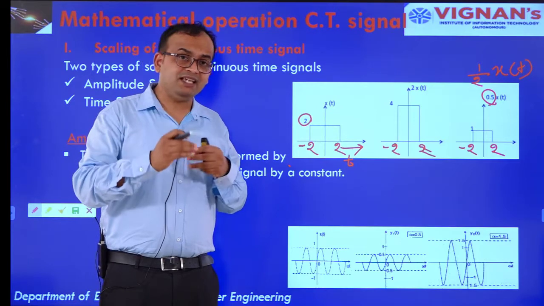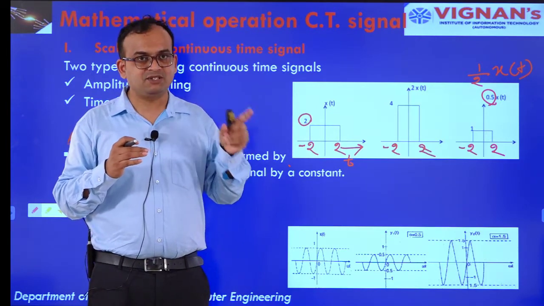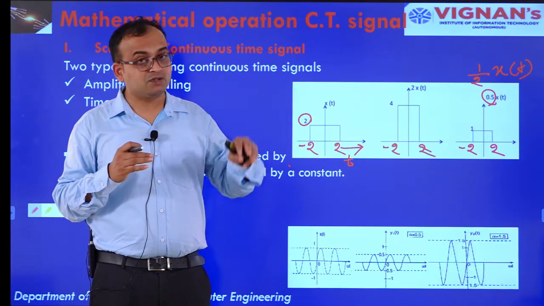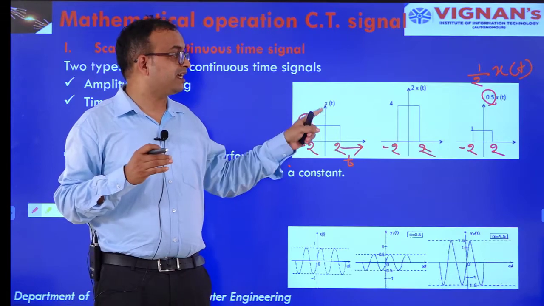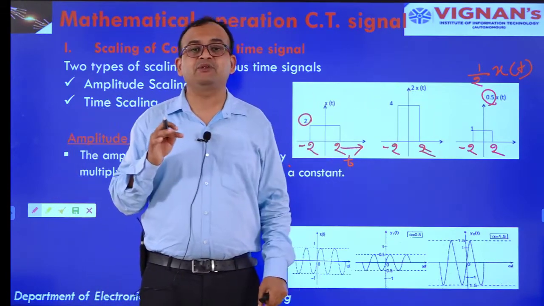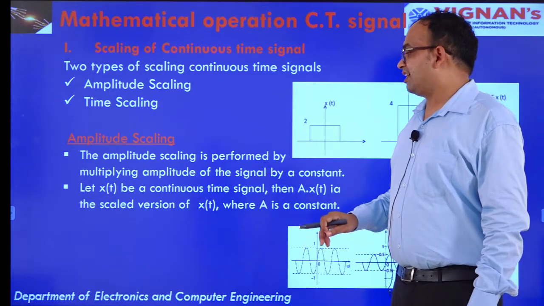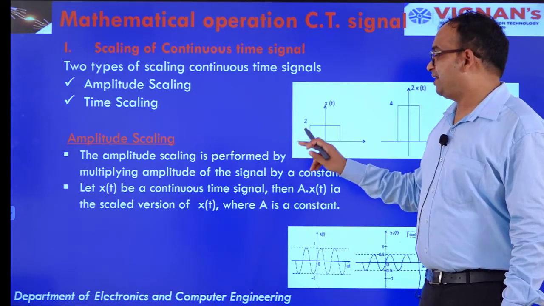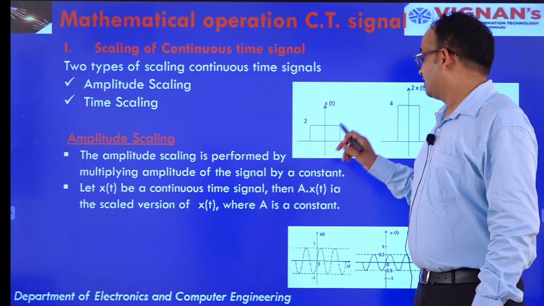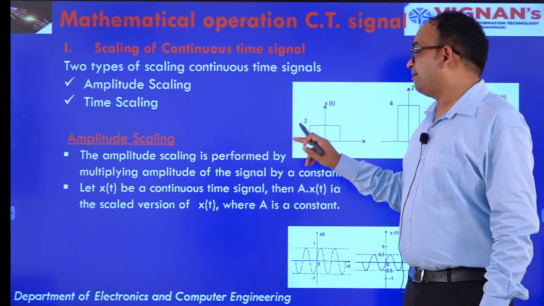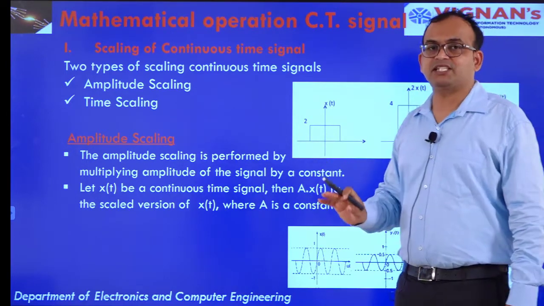If we amplitude scale the signal, the device which increases the amplitude is known as the amplifier, whereas the next one is the attenuator. You can see this now. Let x of t be a continuous time signal, then a times x of t is the scaled version of x of t, where a is a constant. Already I have discussed these things.